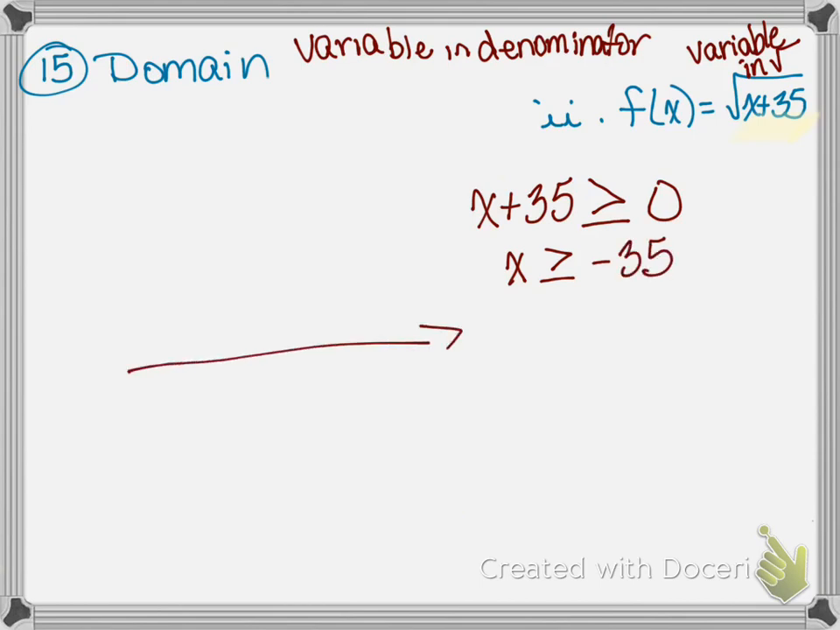So when I draw that number line, I have a 0. Here's my negative 35. Okay, it can be, so I'm going to color that in. It can be negative 35. So when I write this in interval notation, I use brackets, because remember, we can take the square root of 0. The square root of 0 is 0, so that's okay. So I'm left with negative 35 to infinity.